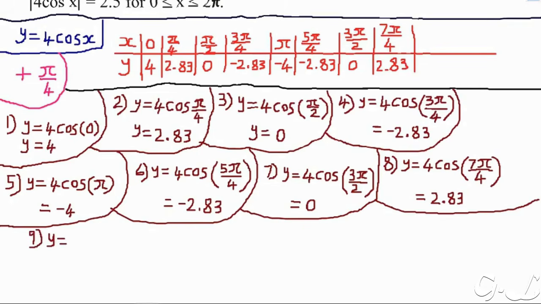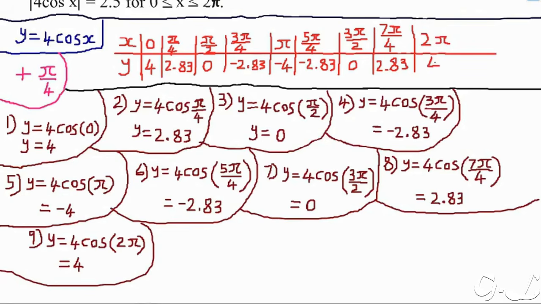Let's now go to number 9. Number 9 is the last one. So y is equal to 4 cos. When you add 7 pi over 4 plus pi over 4, it will give you 2 pi. So this is the last one. We are given the statement that x is less than or equal to 2 pi.